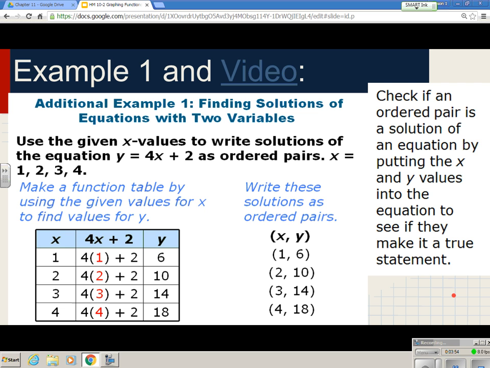Plug in what it gives us for x into the equation, and that'll tell you what you get for y. Your answers are then written as an ordered pair in parentheses, like you learned earlier this year how to do. Make sure you have this example down before moving on.